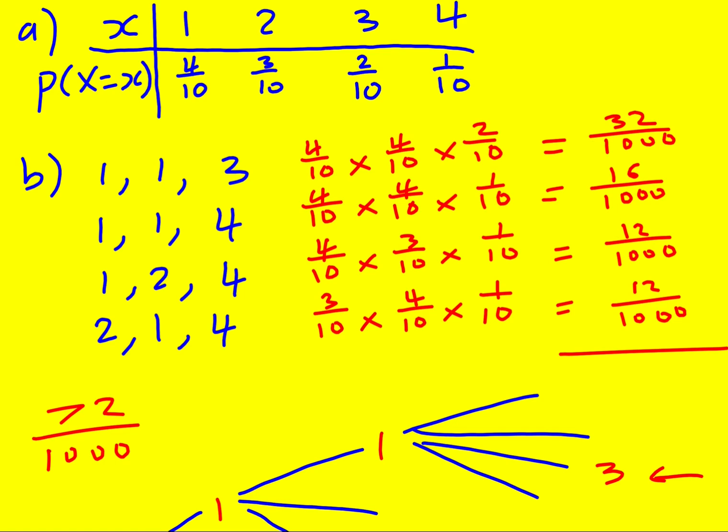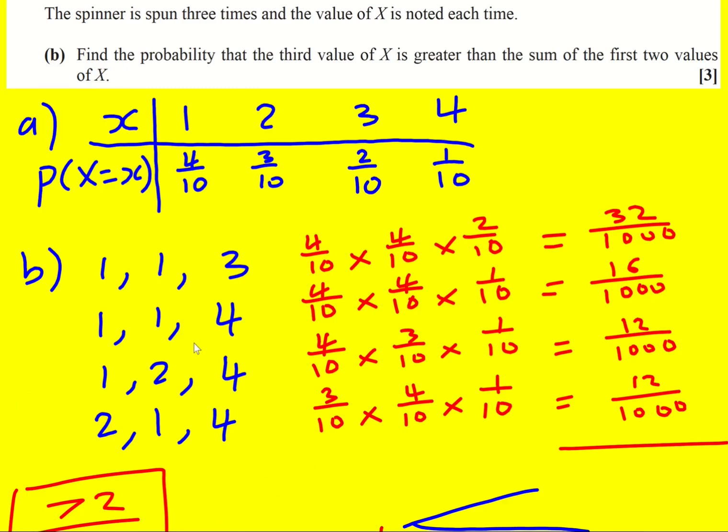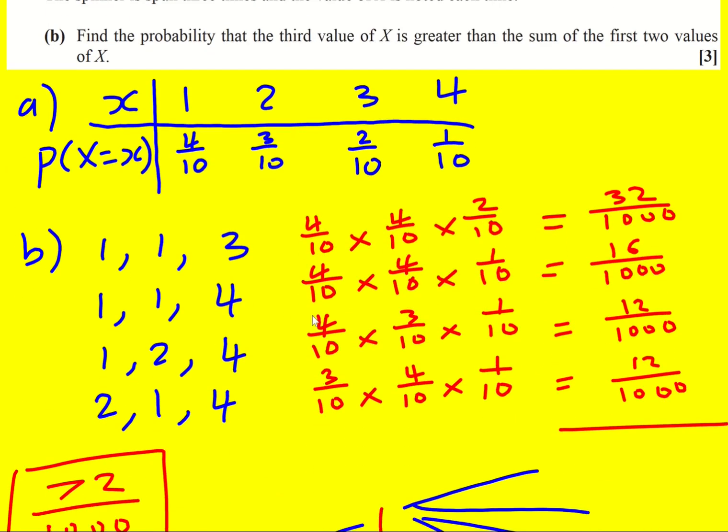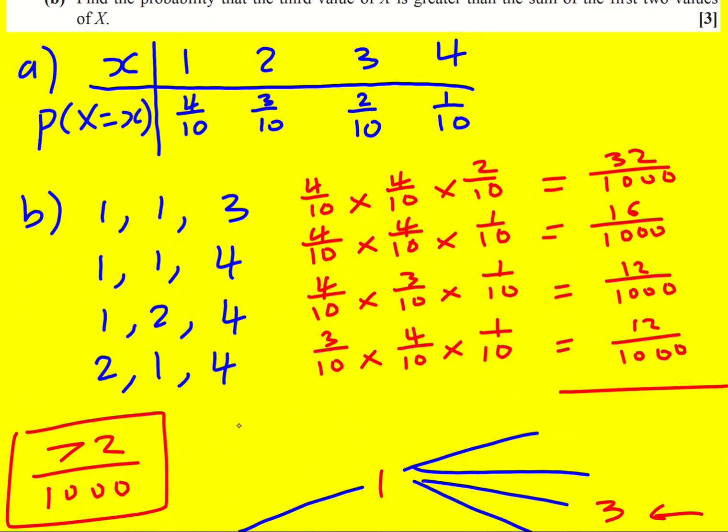You could simplify your answer, you could write it as a decimal, but actually in probability questions, it's accepted that you don't have to simplify it. So that is my final answer. I'm just going to say this is the probability required.